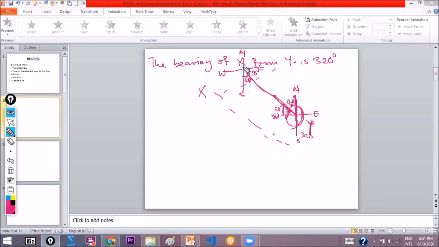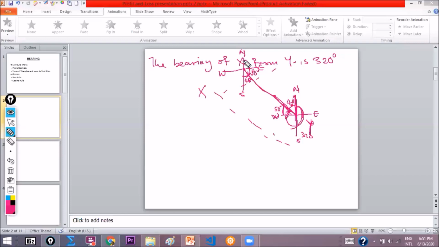So remember, in 3-digit bearing, you have to start from the north, right? So the bearing of Y from X is from here to this line here. Okay, from here towards here. Are you seeing your screen? Yes, ma'am. So, and we already know this as what?